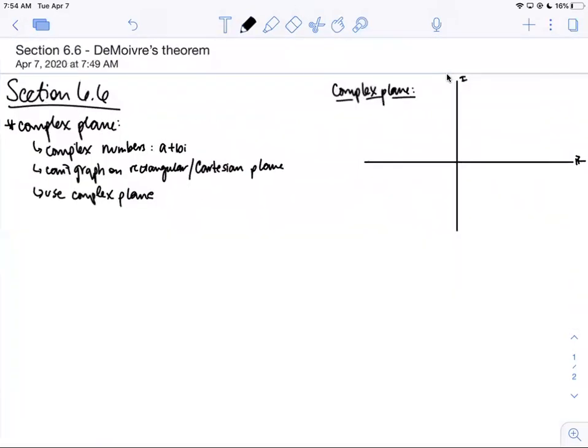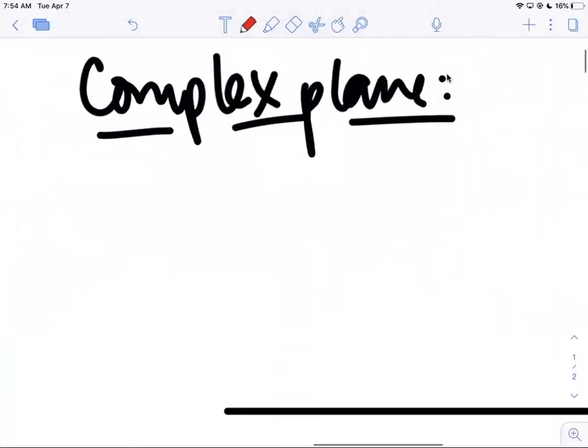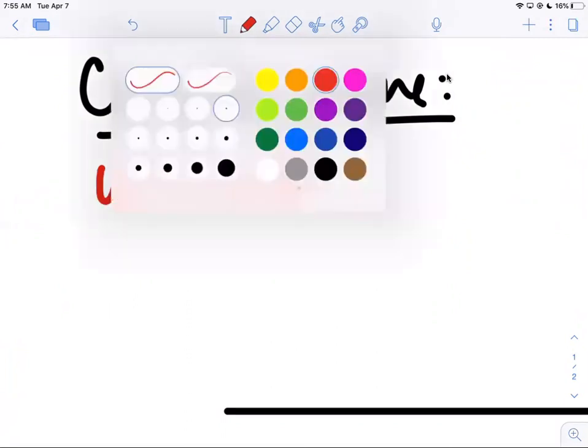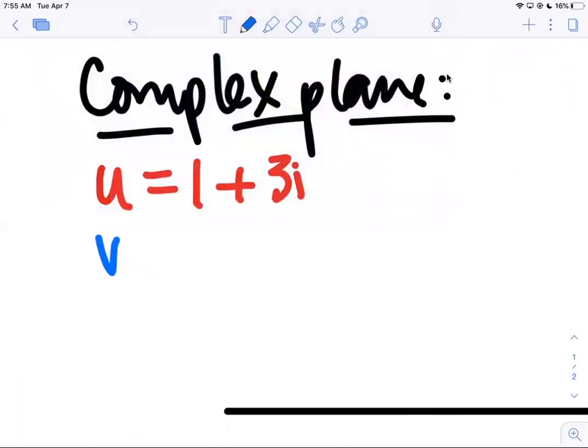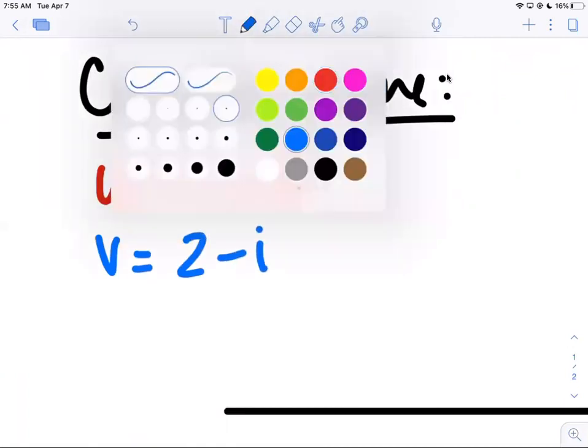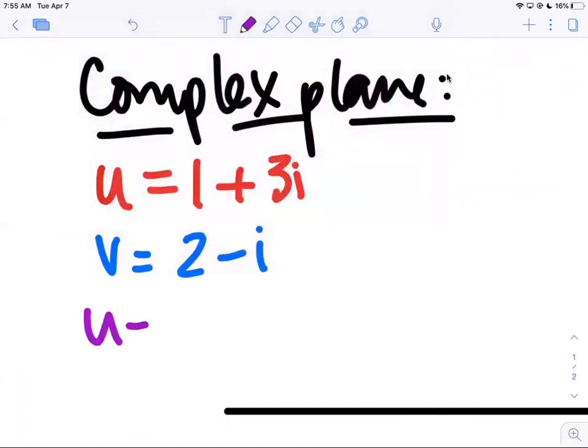And so we're going to do a couple examples. We are going to graph, sorry, not vectors. This is very similar to vectors. I kind of got there a little quicker than I wanted to, but I'm going to compare this to vectors in a little bit. So we're going to graph the complex number u, which is 1 plus 3i. We're going to graph the complex number v, which is 2 minus i. And then we're going to graph the complex number u plus v, which we're going to look at what that is in a second.